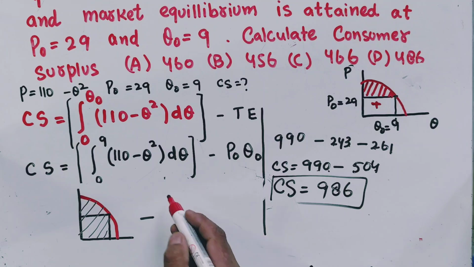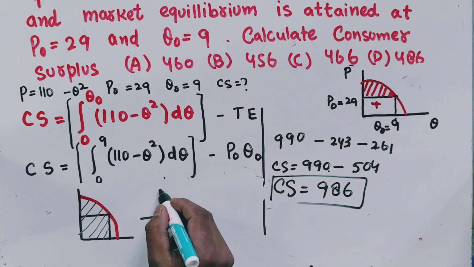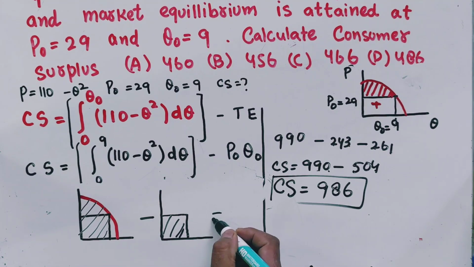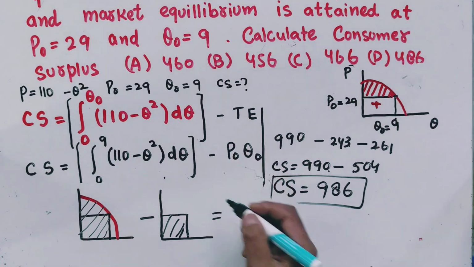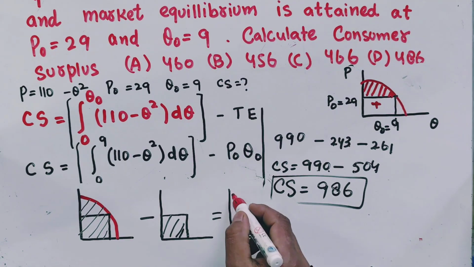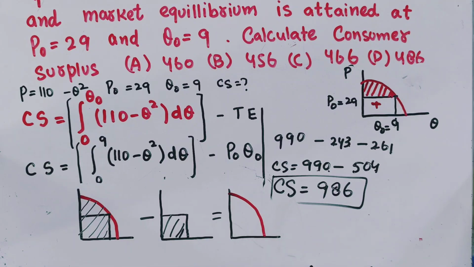Okay, so let me put it in context. When we subtract this region, we will be left with that very region. When we subtract from this rectangular region, we will be left with this region.